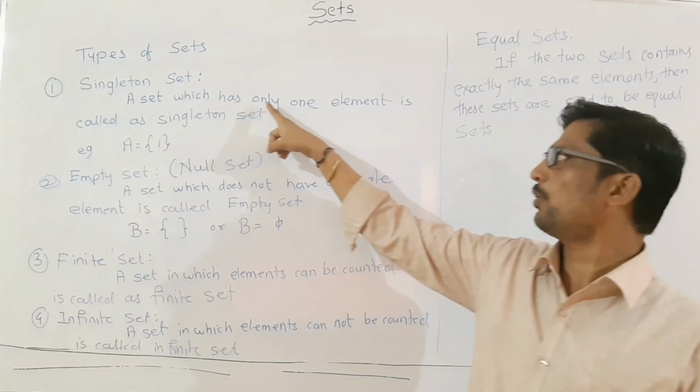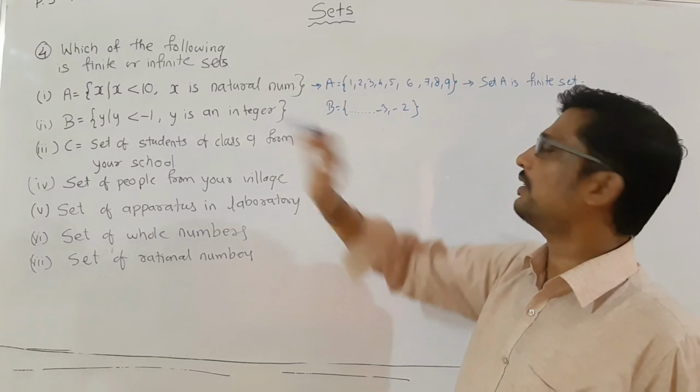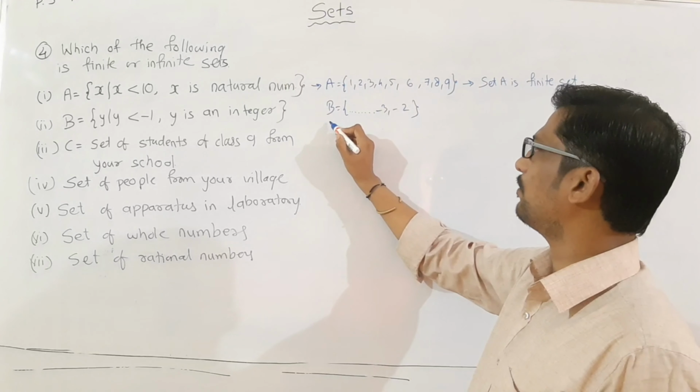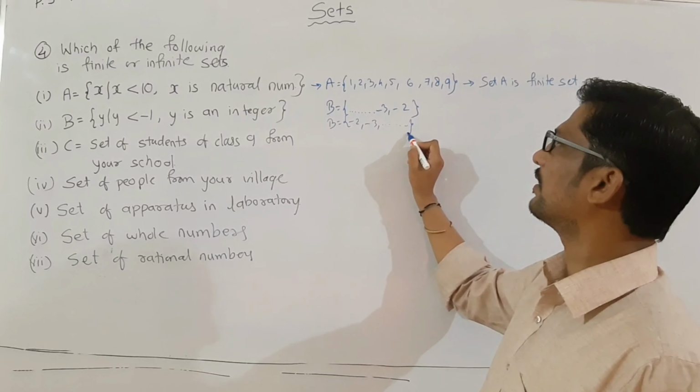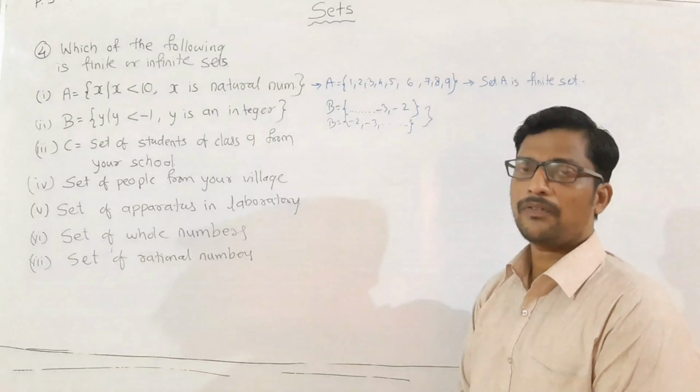Now let us see over here. Now set B is the set of all y's such that y is less than 1 and y is an integer. So set B is equal to minus 3, minus 2, bracket close. That means all the numbers over here are less than 1, less than minus 1, isn't it? And it is countless because it starts from minus infinity. Or I can simply write it as B is equal to minus 2, minus 3, and so on. See, here I cannot count the number of elements in B.